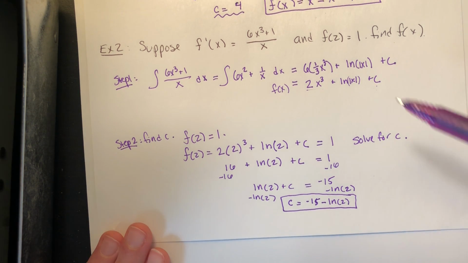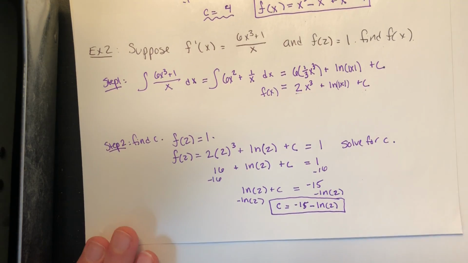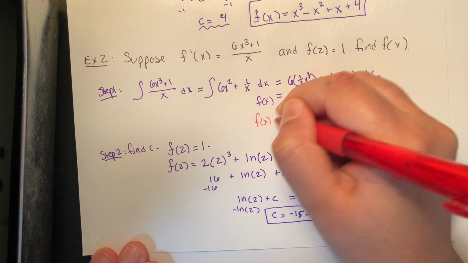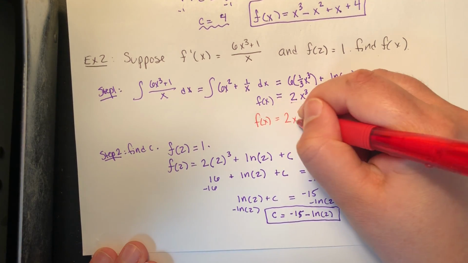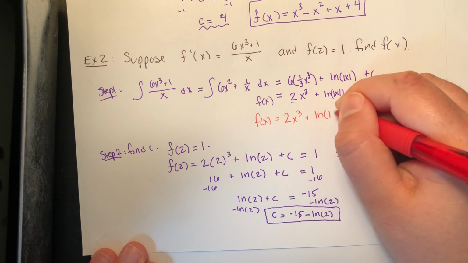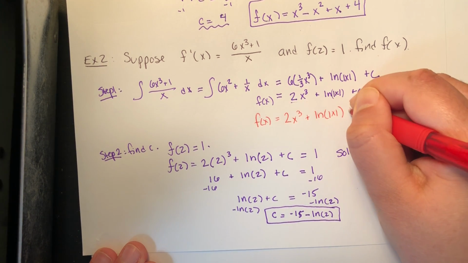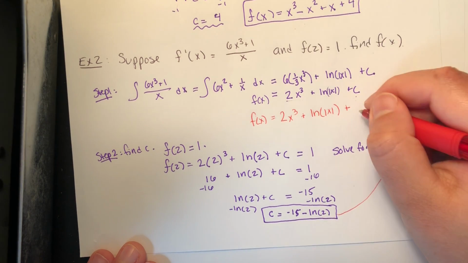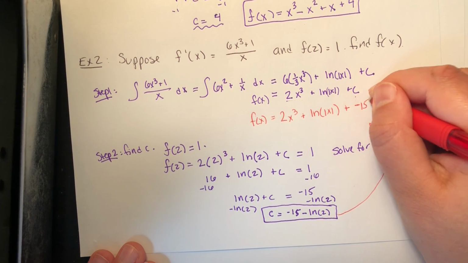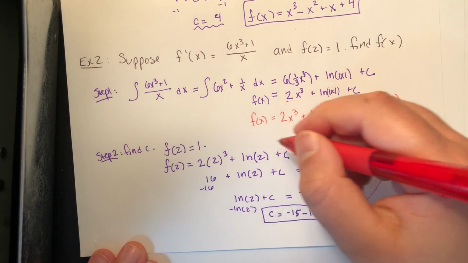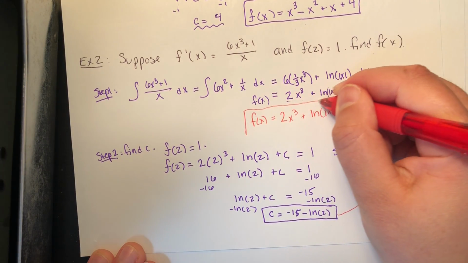And so I can go back to my f of x and substitute it back in to say that now we know that f of x is equal to 2x cubed plus ln of x plus, instead of c now, I can plug in what I just found. C is equal to negative 15 minus ln of 2. And there's my one specific f of x function.